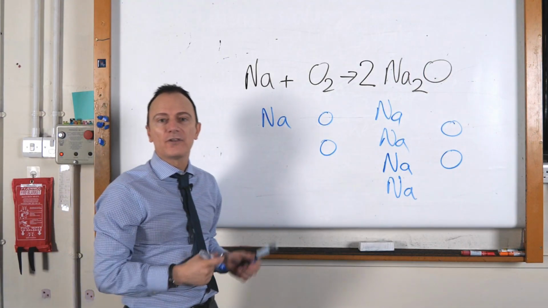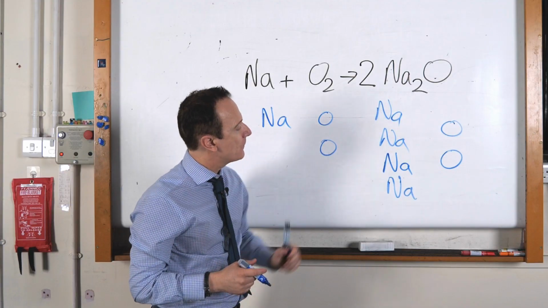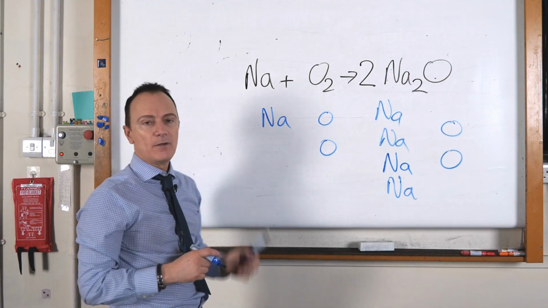Right, so the oxygens are now correct, they're balanced, but we've now got 4 sodium atoms on this side, only 1 over here.